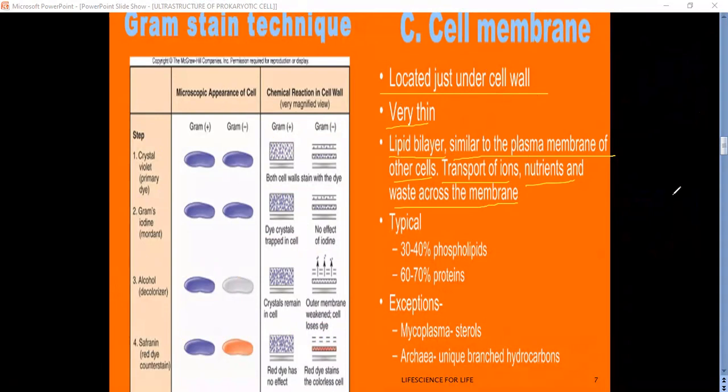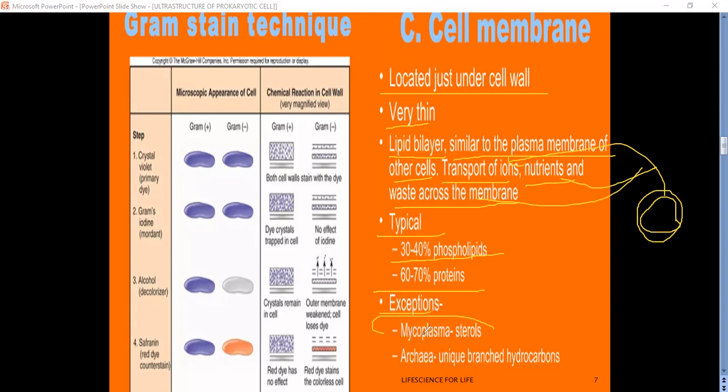The cell membrane is present behind the cell wall. If this is the cell wall, and this is the cell membrane, the cell membrane is useful for transport of ions, nutrients, and water across the membrane. This cell membrane is made up of 30 to 40% phospholipids and 60 to 70% proteins. There are exceptional cases like mycoplasmas, which have a larger amount of sterols, since they do not have a cell wall.